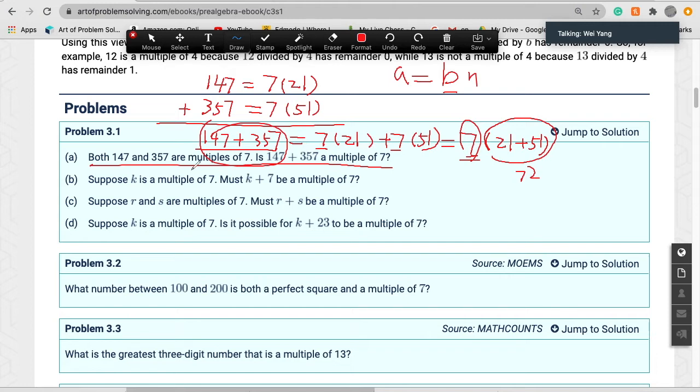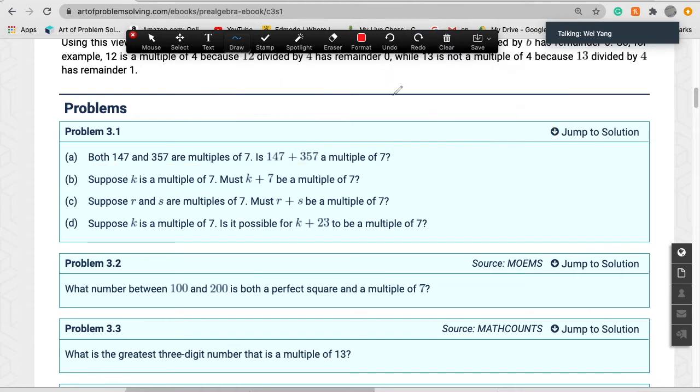For the other problem, it's the same thing, like 14 plus 16. Both of them are multiples of 2. When you add both of them together, you get 30. And you can be sure that 30 is a multiple of 2, and it is.